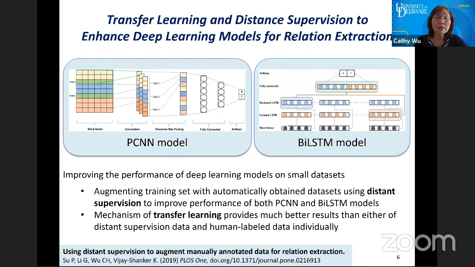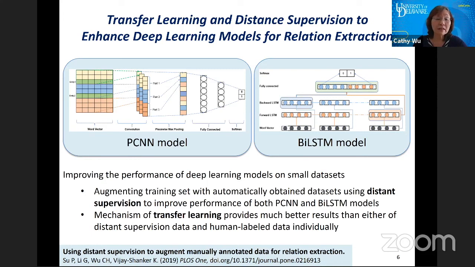So with the advancement, again, of the deep learning models, as many have previously discussed, such as the PCNN, the pulse coupled neural network model, and the bidirectional LSTM, long short-term memory model, they have really led to major improvement in natural language processing system performance as well. But this would require, again, a large training set, a manually curated training set for the new tasks.